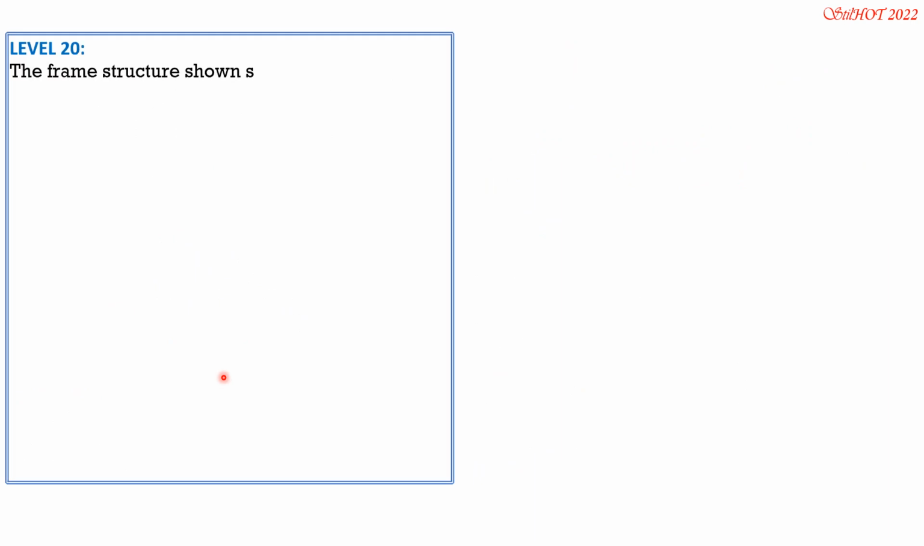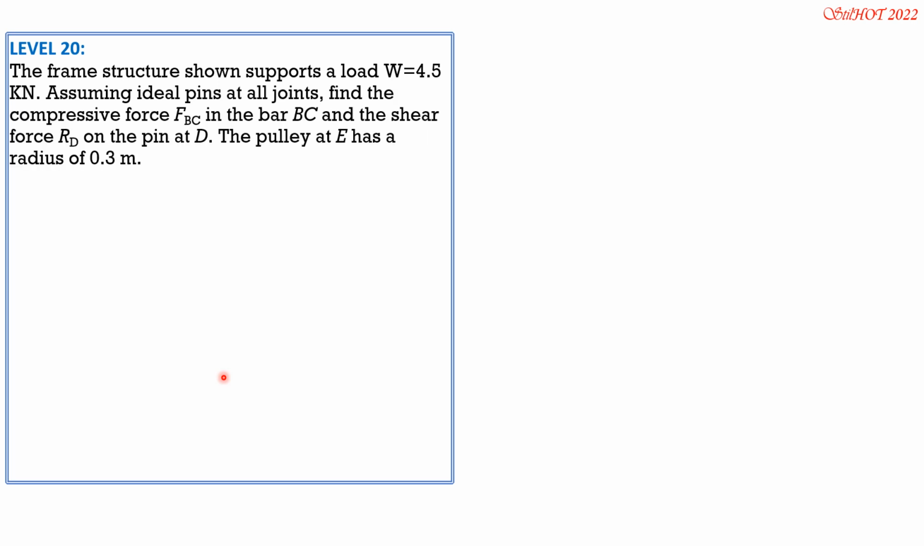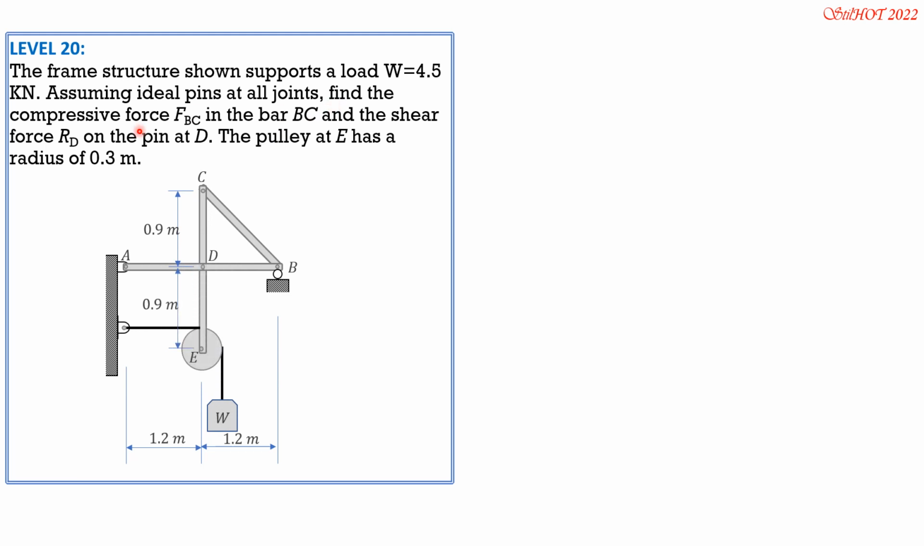So level 20, the frame structure shown supports a load W equals 4.5 kilonewtons. Assuming ideal pins at all joints, find the compressive force FBC in the bar BC and the shear force RD. So that's why we call this pin reaction as shear force on the pin at D. So that's the specific term. The pulley at E has a radius of 0.3 meter.